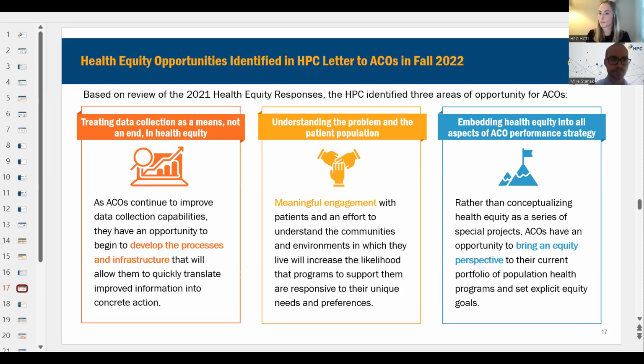for continuing to advance ACOs' commitments to health equity. We focused in on 3 opportunities in particular: developing the processes and infrastructure that will allow ACOs to quickly translate improved socio-demographic data into concrete action; meaningfully engaging with patients to understand the communities and environments in which they live in order to develop programs responsive to their unique needs; and finally, bringing an equity perspective to ACOs' current portfolio of population health management programs and setting explicit equity goals. That is to say, making strategic commitments to improving health equity. Those 3 opportunities form the core of our revamped approach to incorporating a health equity lens into certification this year.